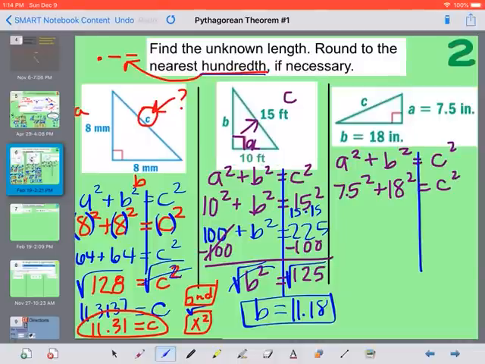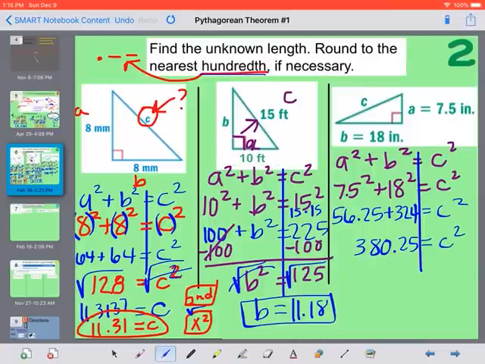So 7.5 squared, you can do 7.5 to the power of 2, or 7.5 times 7.5, which is 56.25. And then 18 to the power of 2 gives me 324. I'm just using my calculator. I have it right next to me, so I can plug these in. So add those two together. 324 plus 56.25 gives us 380.25.